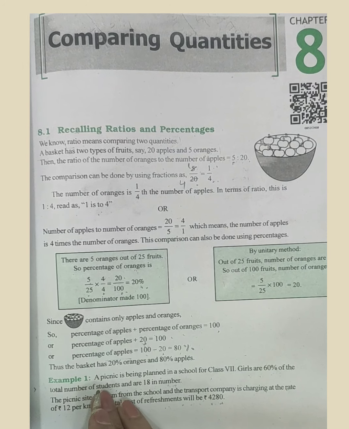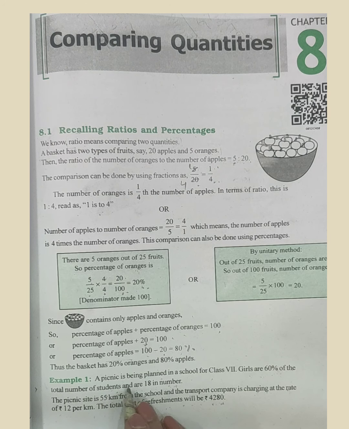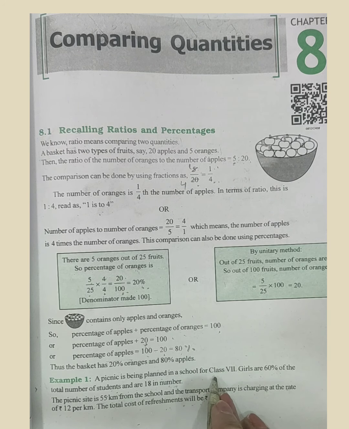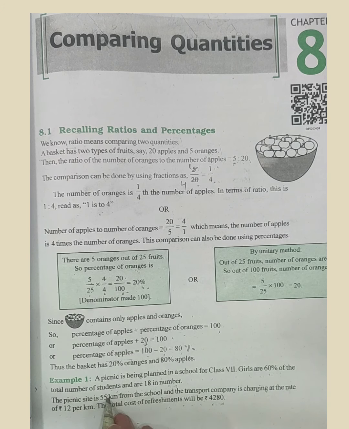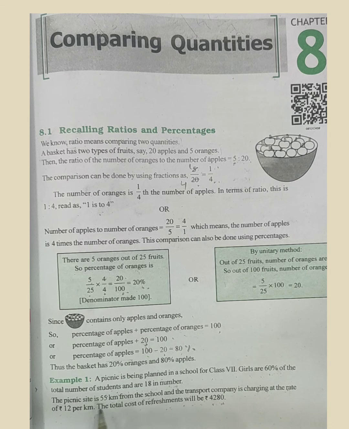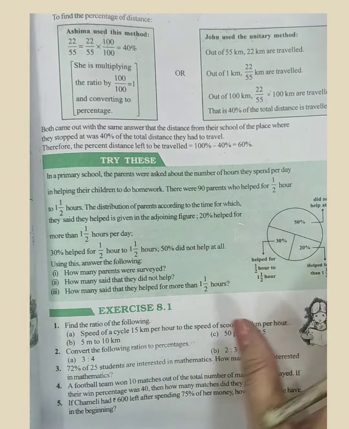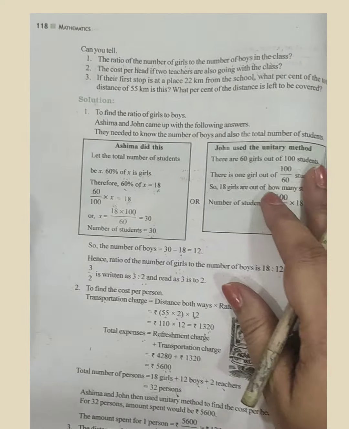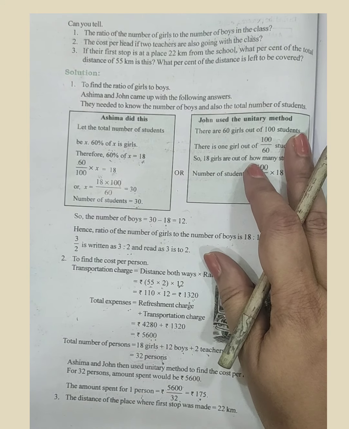Let us discuss example number 1. A picnic is being planned in a school for class 7. Girls are 60% of the total number of students and are 18 in number. The picnic site is 55 km from the school and the transport company is charging at the rate of rupees 12 per kilometer. The total cost of the refreshments will be rupees 4,280. Now some questions are given on the next page. Let us try to solve them.